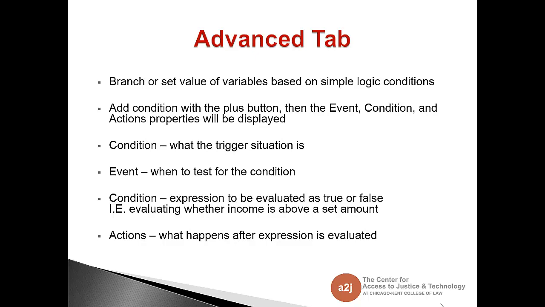You add conditions with the plus button, then you set the event, the condition, and the action properties to be displayed. The condition is what the trigger situation is. The event is when to test for the condition. The condition is the expression to be evaluated as true or false. For example, in that last screen, I showed you advanced condition that was evaluating whether income was above a specific amount. The action is what happens after that condition is evaluated.